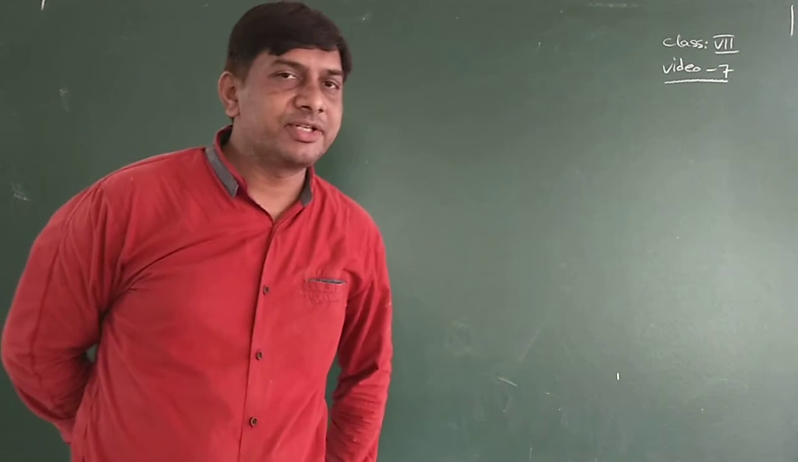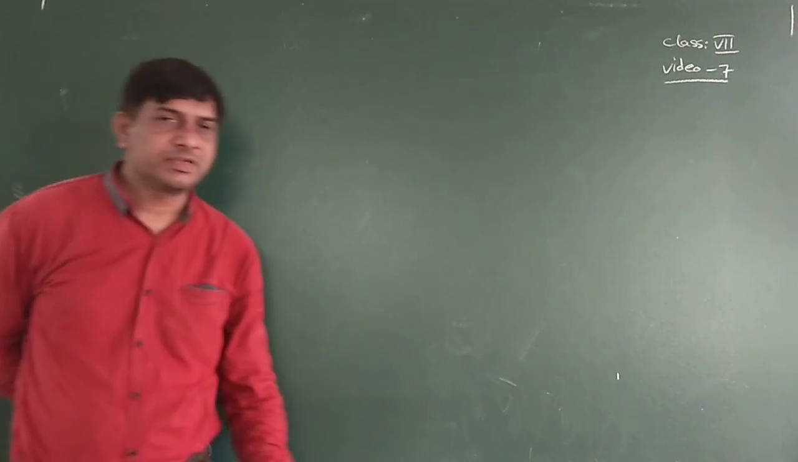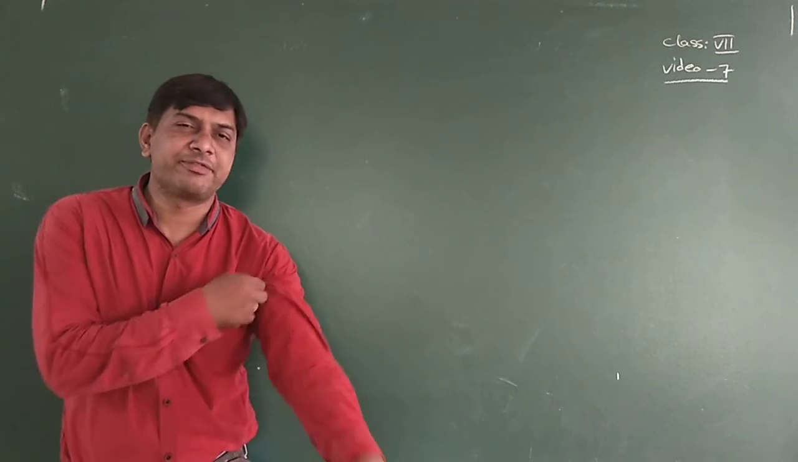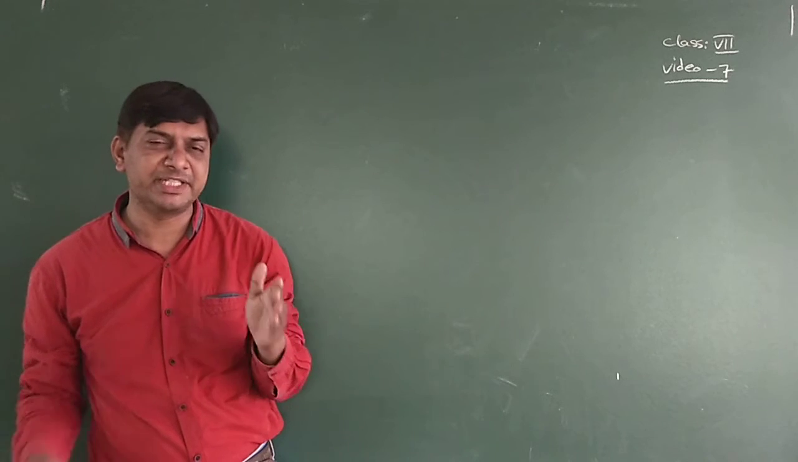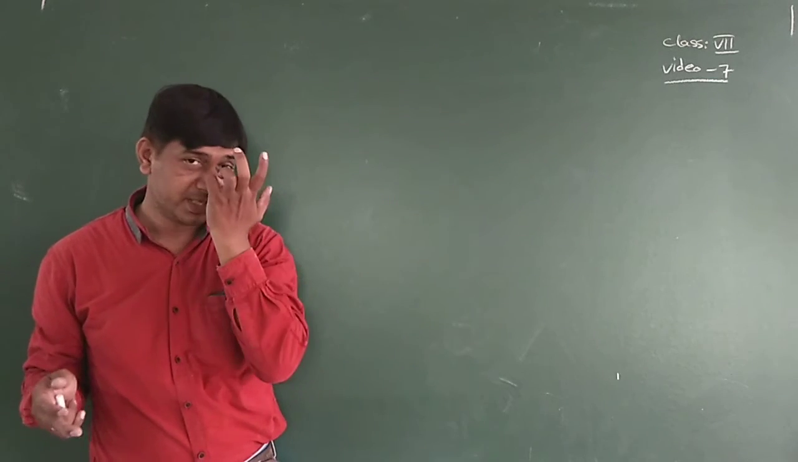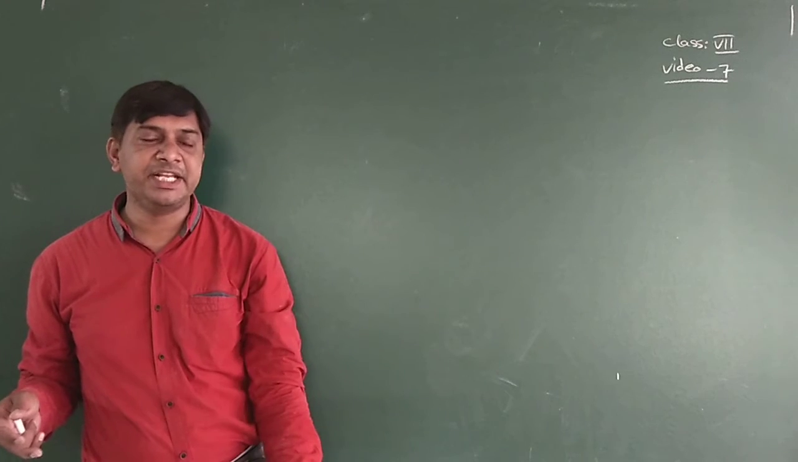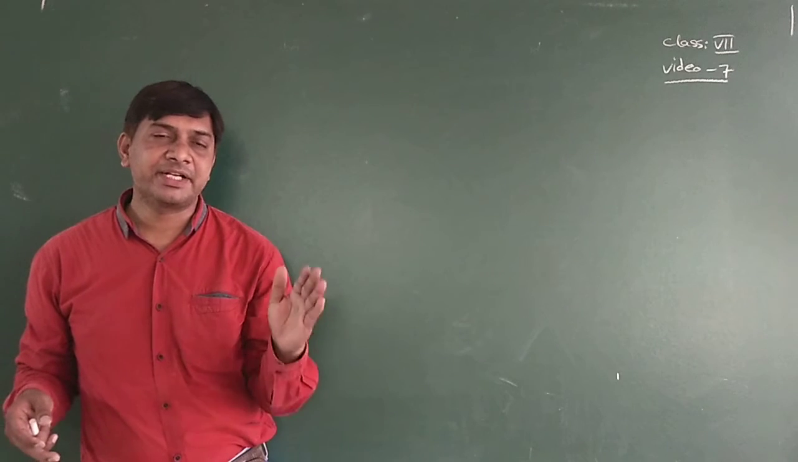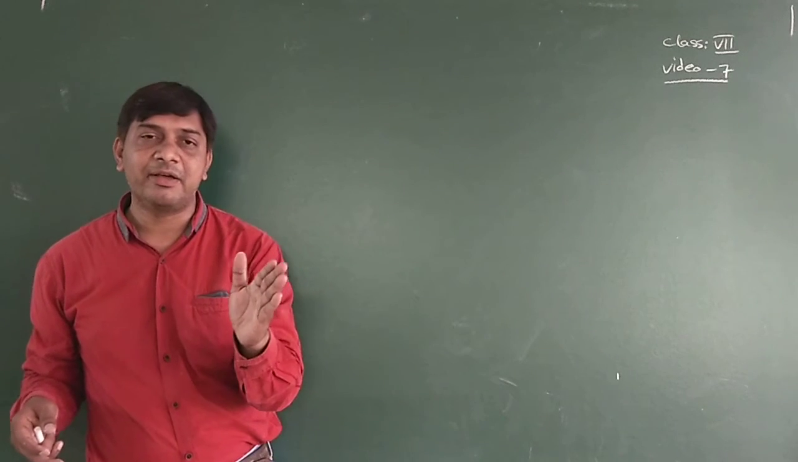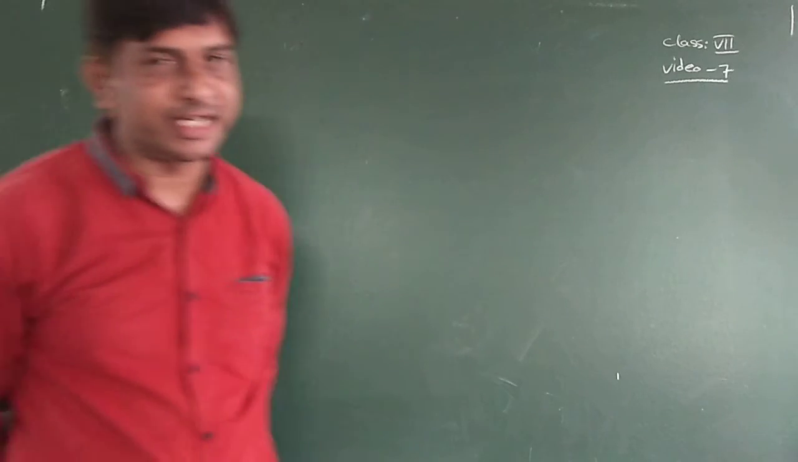So in the last videos we were discussing the simple linear equation. A few videos and a few applications also we learned. What is a simple linear equation? Before that, I explained what a linear equation is. An equation of degree 1 is called a linear equation. And a simple linear equation means a linear equation with one variable.